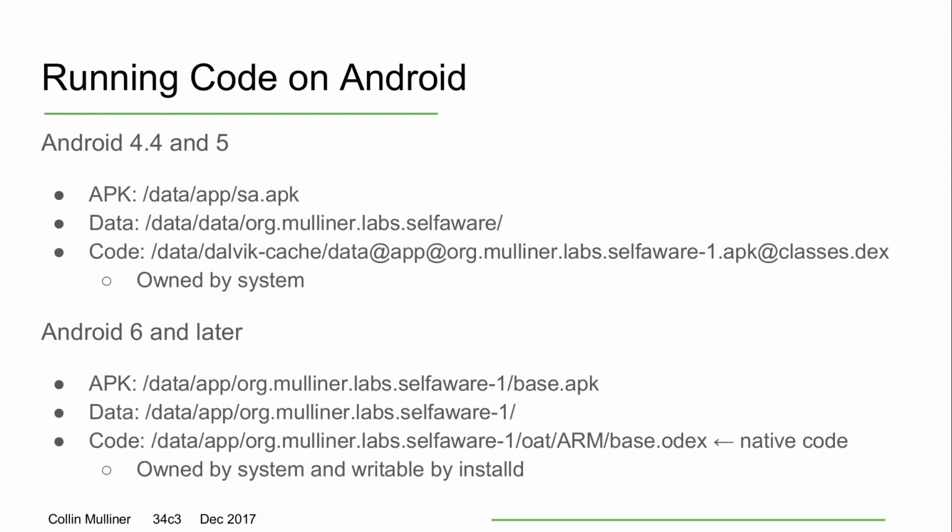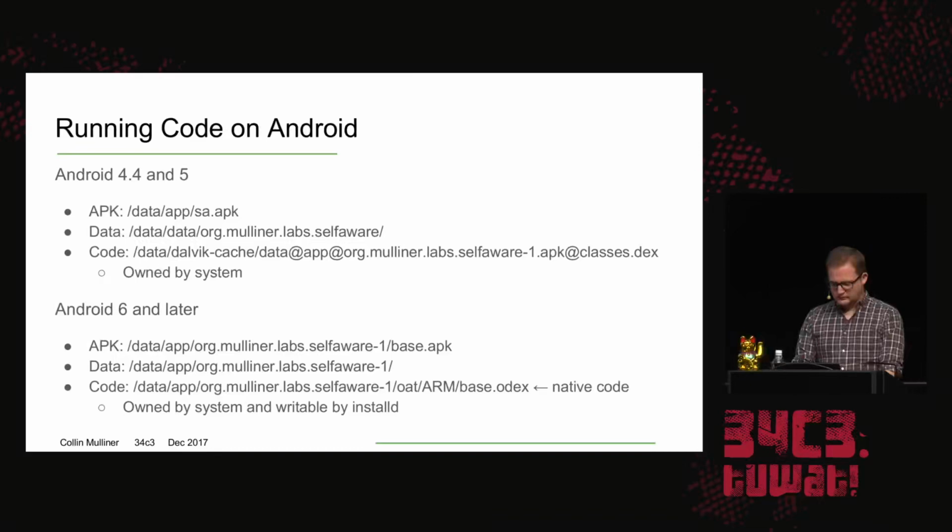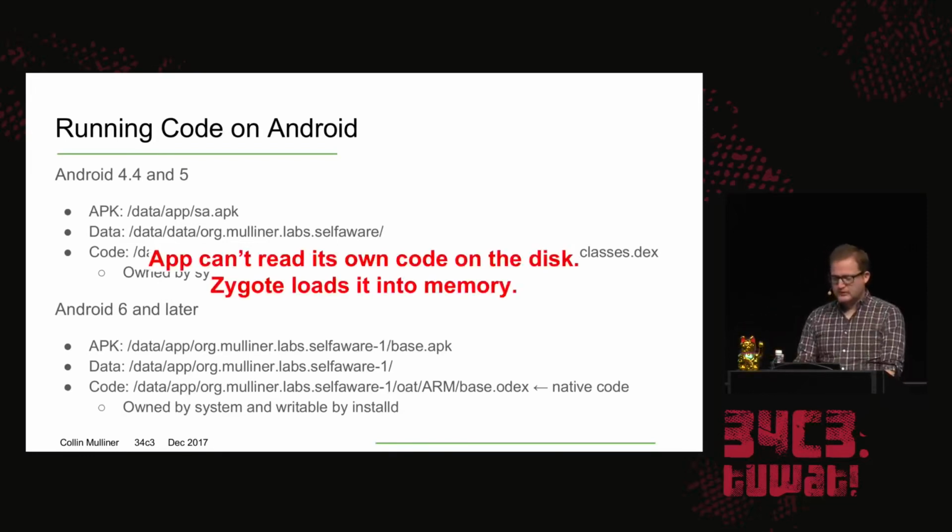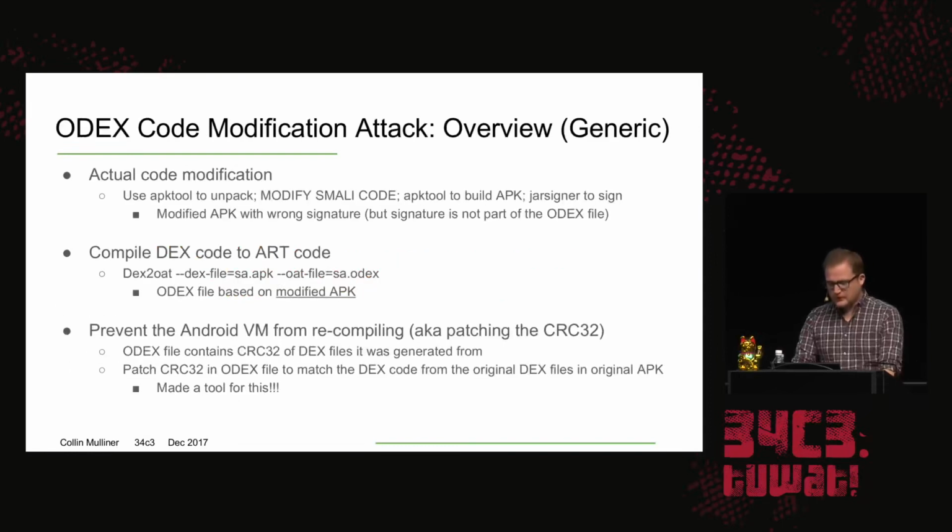But in this case, it's actually not an ODEX file, or it's an ODEX file, but it contains native code. The interesting part is those files are all owned by the system, and they can only be read and written by installd and Zygote. So your own app cannot read its own binary, which makes this very interesting. Because Zygote just loads it into memory and then executes, so your app doesn't need to be able to read its own code.